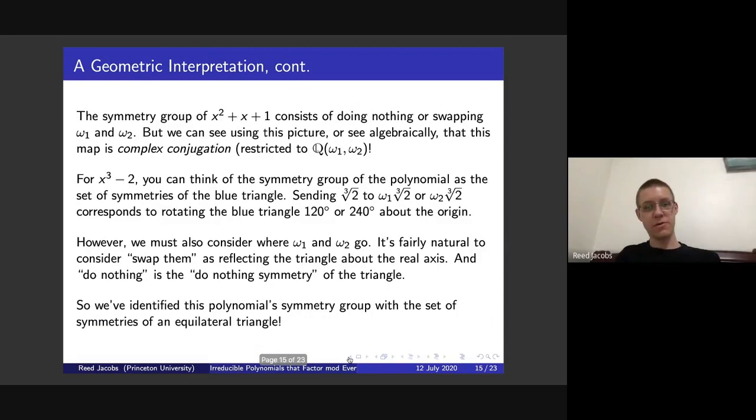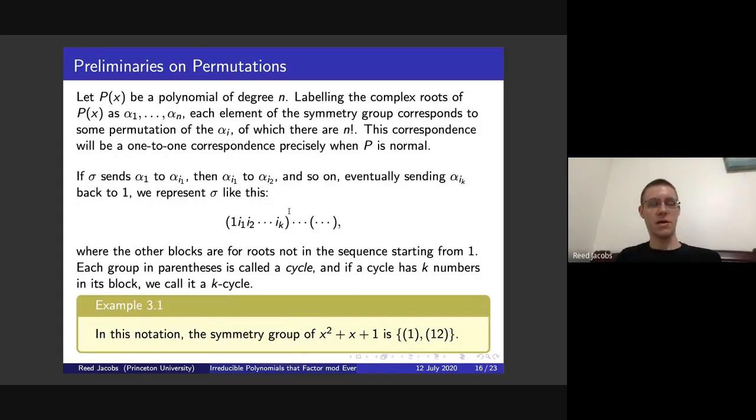For example, we couldn't send the roots to other roots in any way we wanted. We have to preserve some algebraic structure, as we saw earlier, so there aren't n factorial. And this correspondence, where an element of the symmetry group corresponds to a permutation of the roots, will be a one-to-one correspondence precisely when p is normal.